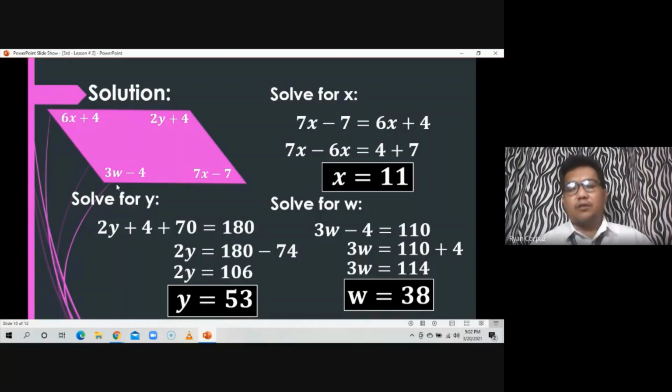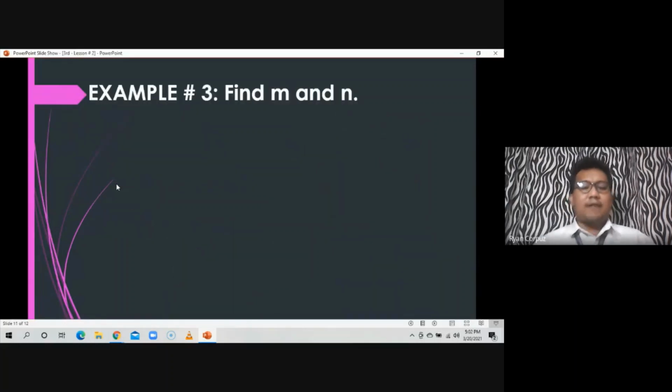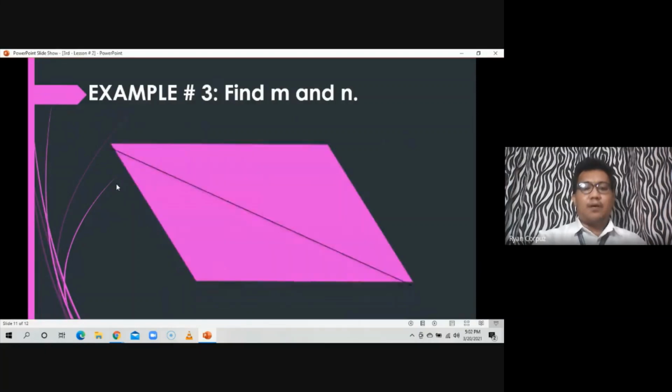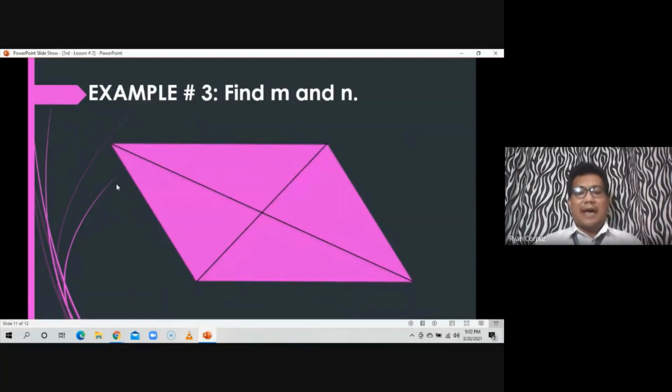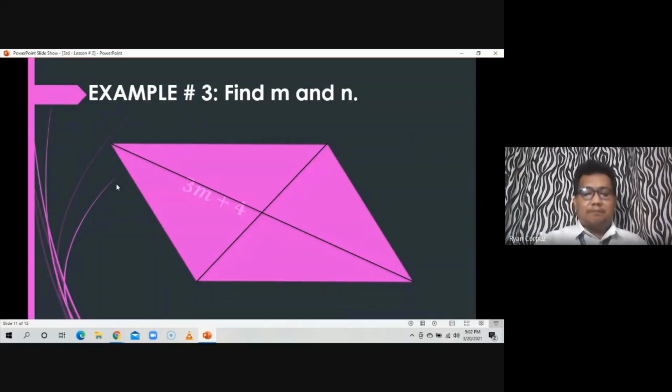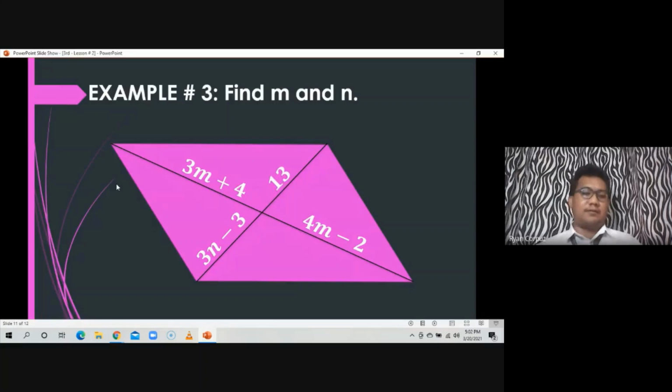Any questions? If none, let's proceed to the next. Let's solve example number 3. For example number 3, we are here going to find M and N. So this is the given figure. Sa given figure natin, ang involved naman ay diagonals. Diagonals of a parallelogram. So may given measurement tayo for its diagonal.